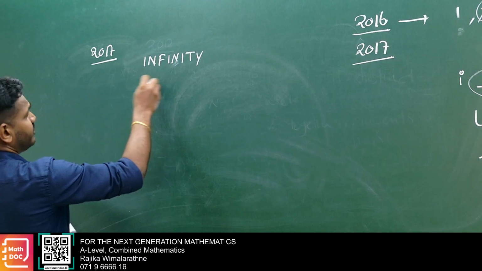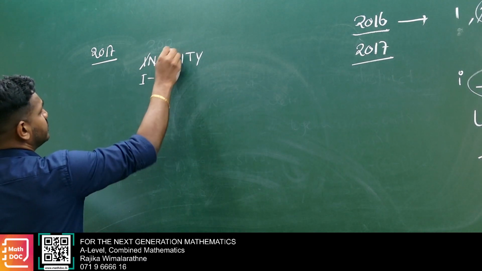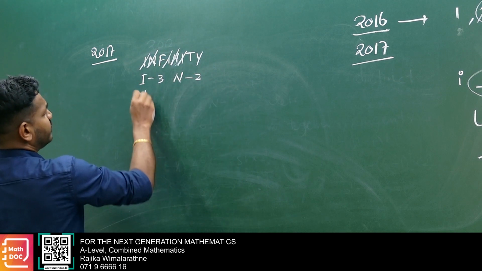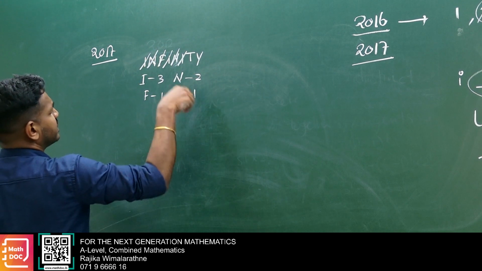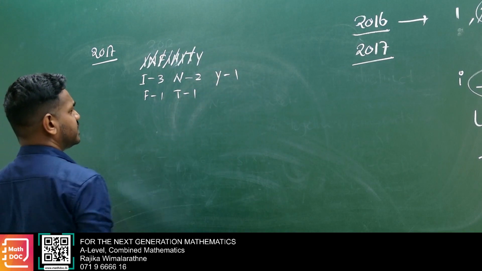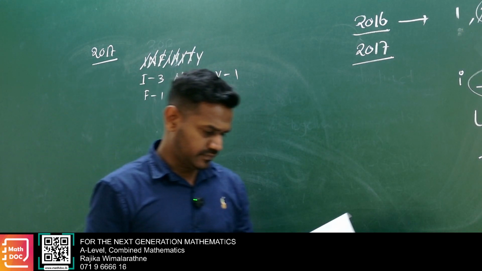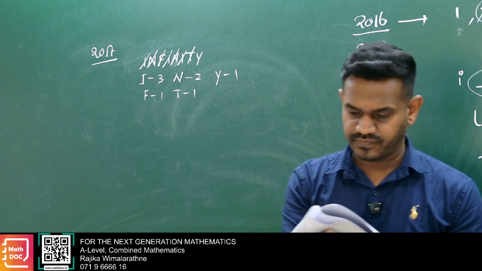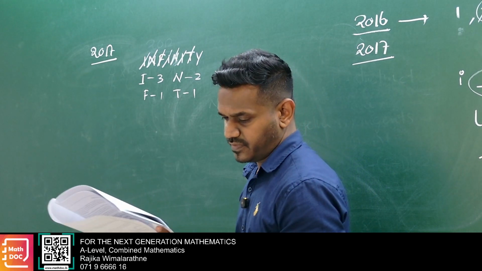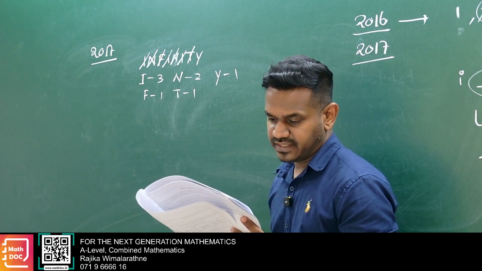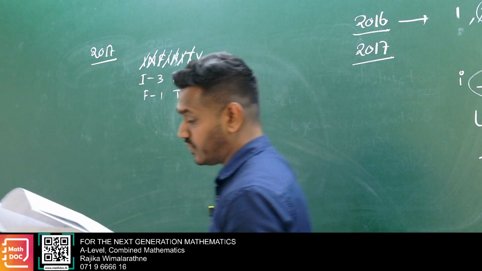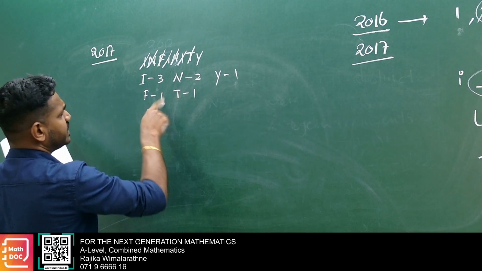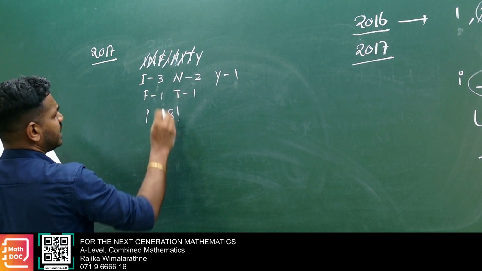First count them. I letters: 1, 2, 3. N letters: 1, 2. F letters: 1. T letters: 1. Y letters: 1. We have to arrange them in a row. In how many different ways can the 8 letters of the word infinity be arranged in a row? Then here 8 factorial, and we have equal letters 3 and 2, so divide by 3 factorial and 2 factorial to remove them.